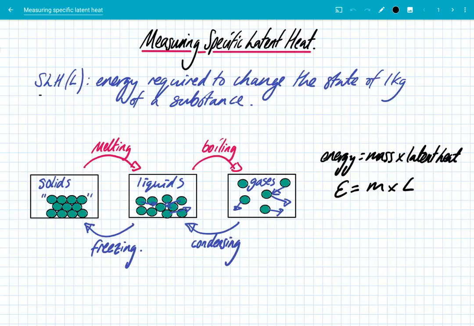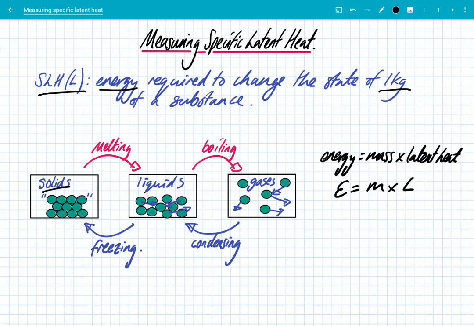Hey, what's up guys? We're going to look at measuring the specific latent heat of a material. So specific latent heat, or the letter L, is used to represent that. And the definition of specific latent heat is the energy required to change the state of 1 kilogram of a substance. We know that there's 3 states of matter.